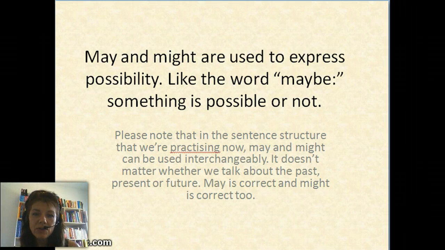May and might are used to express possibility, like the word maybe, something is possible or it's not. Please note that in the sentence structure that we're practicing now, may and might can be used interchangeably. It doesn't matter whether we talk about the past, present or future. You can use may and you can use might in these sentences.